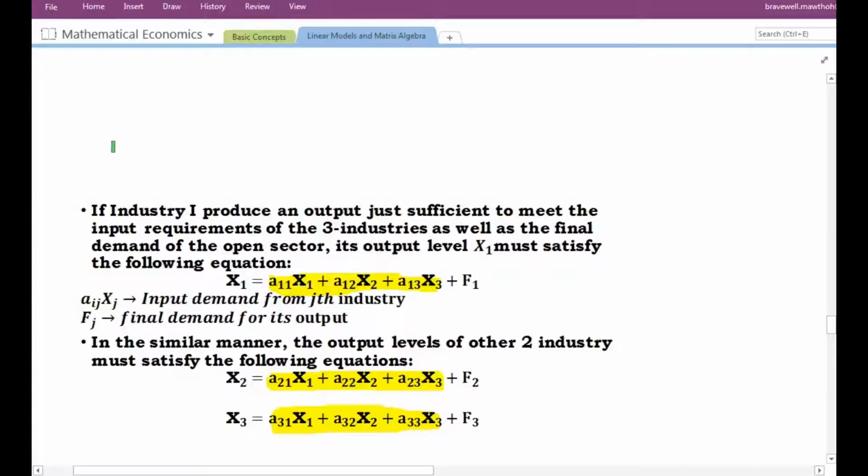Now if industry 1 produces an output just sufficient to meet the input requirements of the three industries as well as final demand of the open sector, its output level X1 must satisfy the following equations. The first equation implies that the output of the first industry, that is X1, which is steel, must satisfy the input demand from the three industries, that is the steel industry itself, automobile and oil industry, and also the final demand for its output by consumers, which include government and export sector.